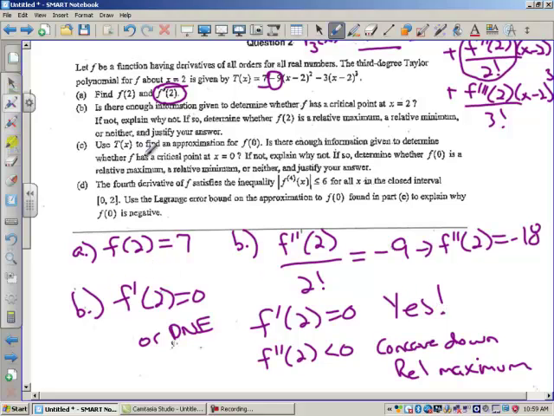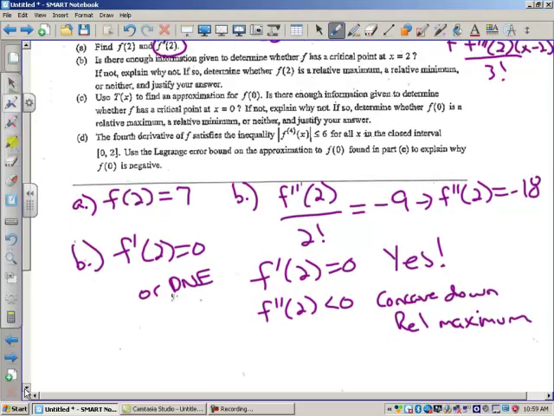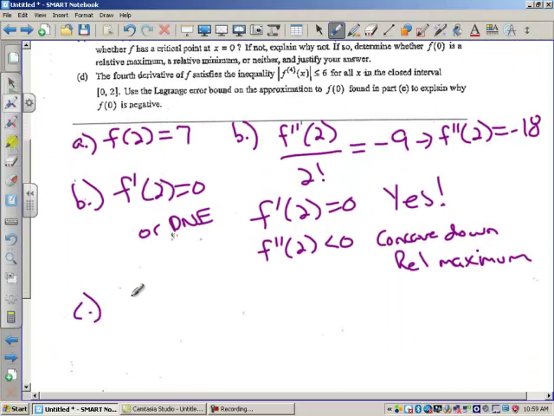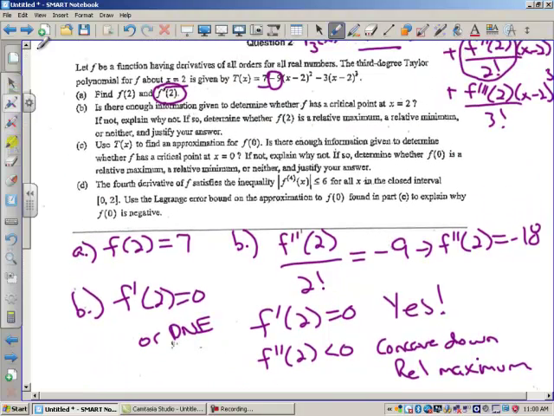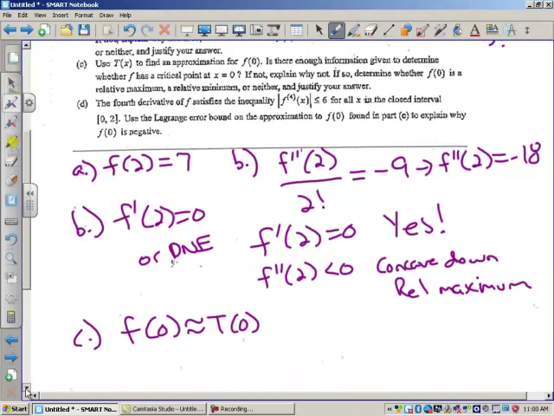All right, part C. Use T of x to find an approximation for f of 0. So we centered this at 2, and so we want to find out what f of 0 is approximately equal to. Now you've got to be careful with your equality signs here. F of 0 does not equal T of 0. It's approximately equal to T of 0. So we're going to plug 0 in for x into this right here. And if you plug 0 in for x, you're going to get an answer of negative 5. You can plug that in, but I've already done it, and I know that it's negative 5.